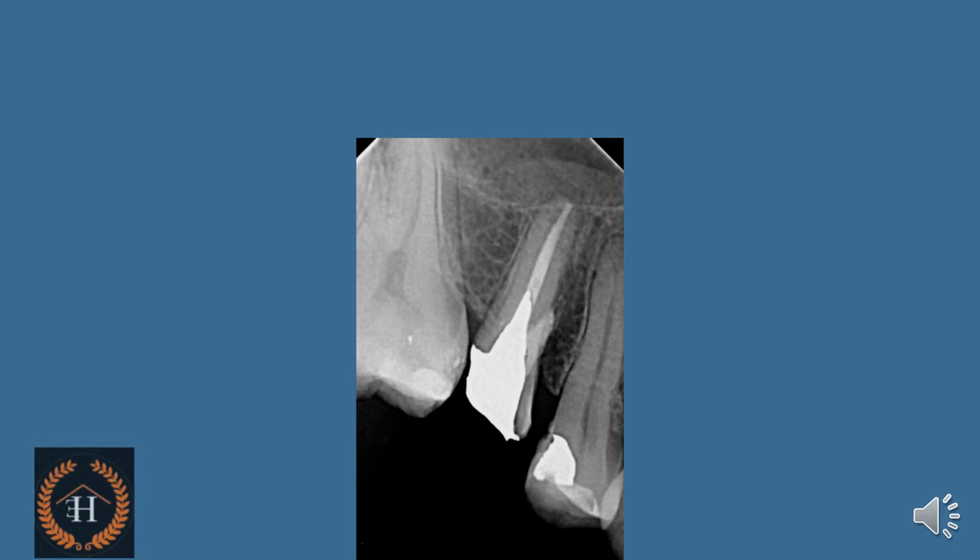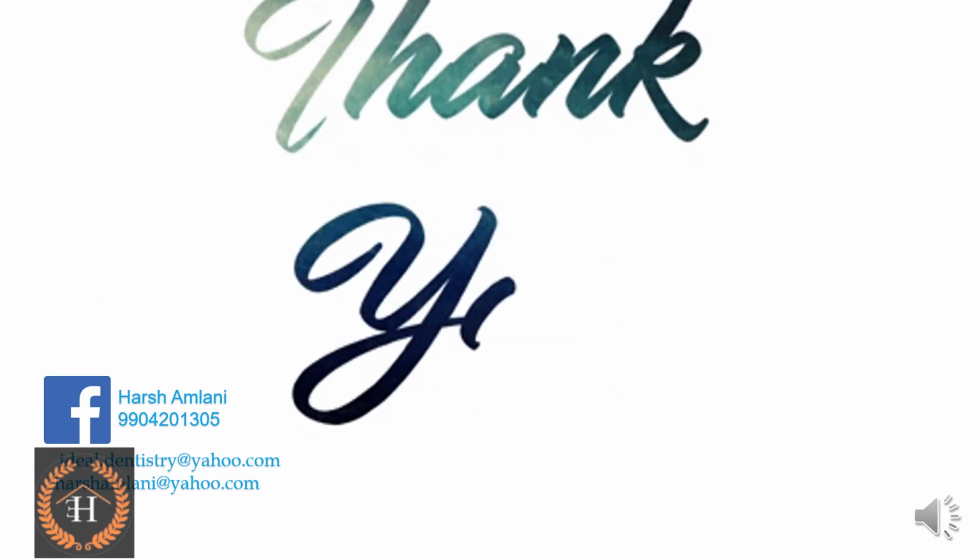Now here you can appreciate how well the amalgam is adapted to the cavosurface margin of the tooth. So this demonstrates that even in difficult situations, you can adapt the post-endodontic restoration to the cavosurface margins. Guys, I think this small clinical tip will help you in achieving good post-endodontic restorations.